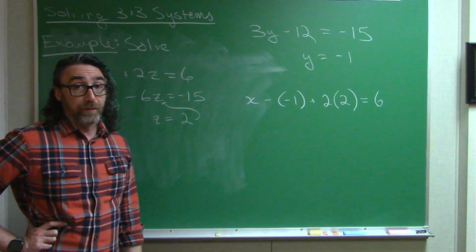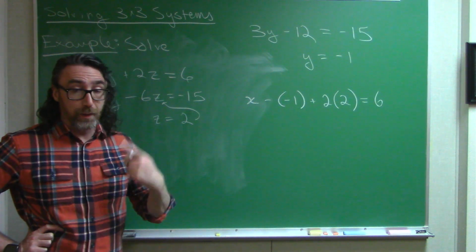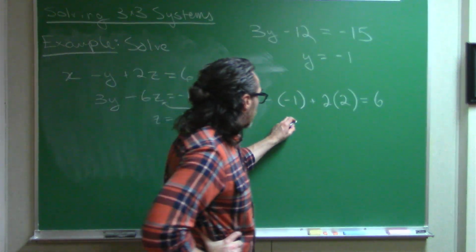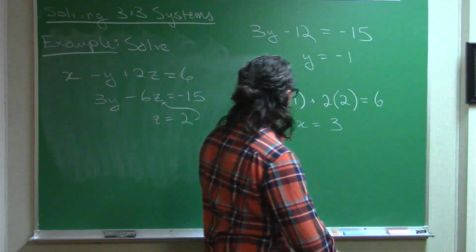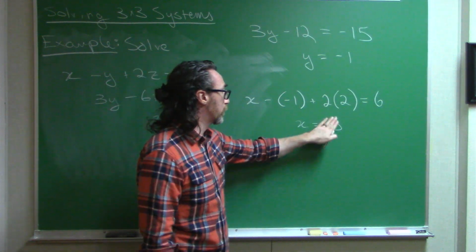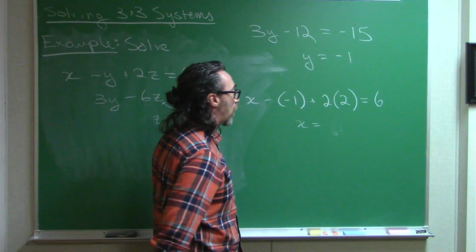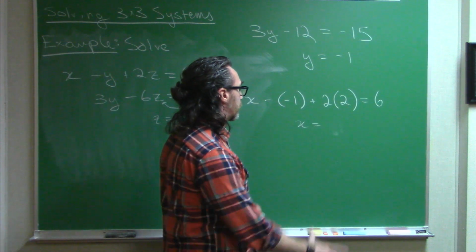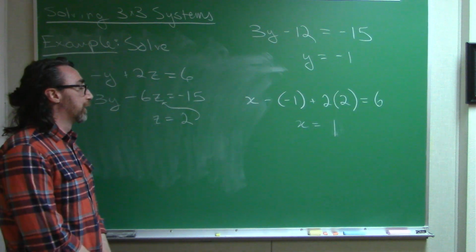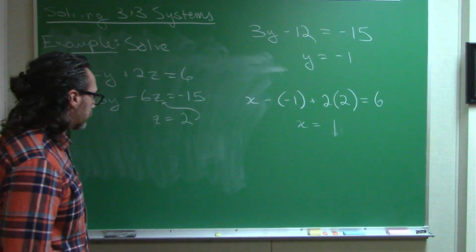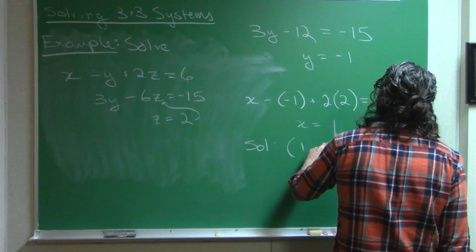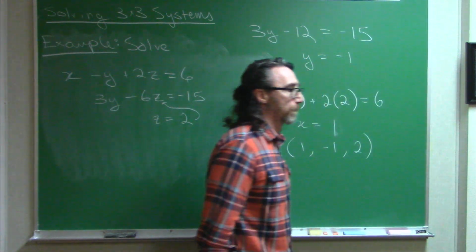Now this is an equation that involves only x, only one unknown quantity, so I can solve it. Minus negative 1 is actually a plus 1, so that's plus 1 plus 4. So this is actually a 5. I have to subtract. So it looks like x is actually equal to 1. Okay. So my solution is 1, comma, negative 1, comma, 2.